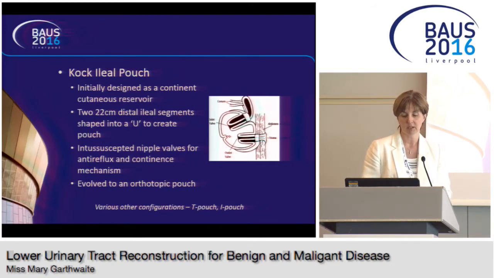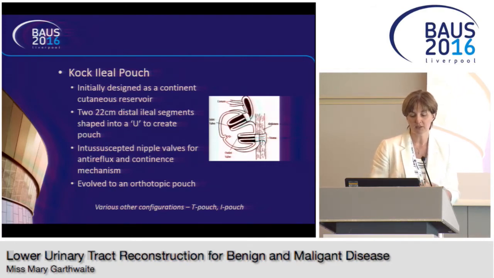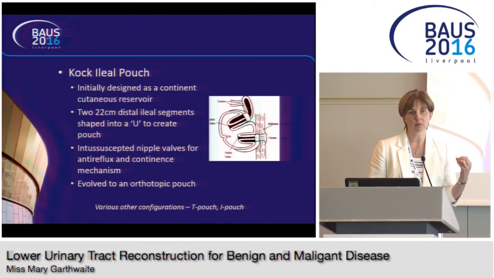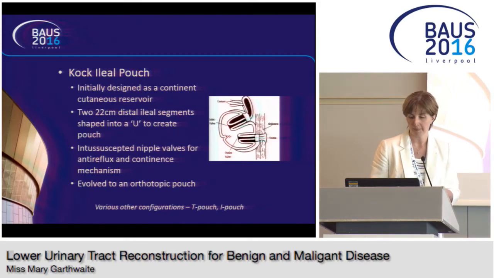anti-reflux mechanism. For this, you need two 22 centimetre roughly distal ileal segments, which you shape into a U again and fold to create a pouch. There are various configurations of that. There are things you'll read about called T pouches and I pouches.